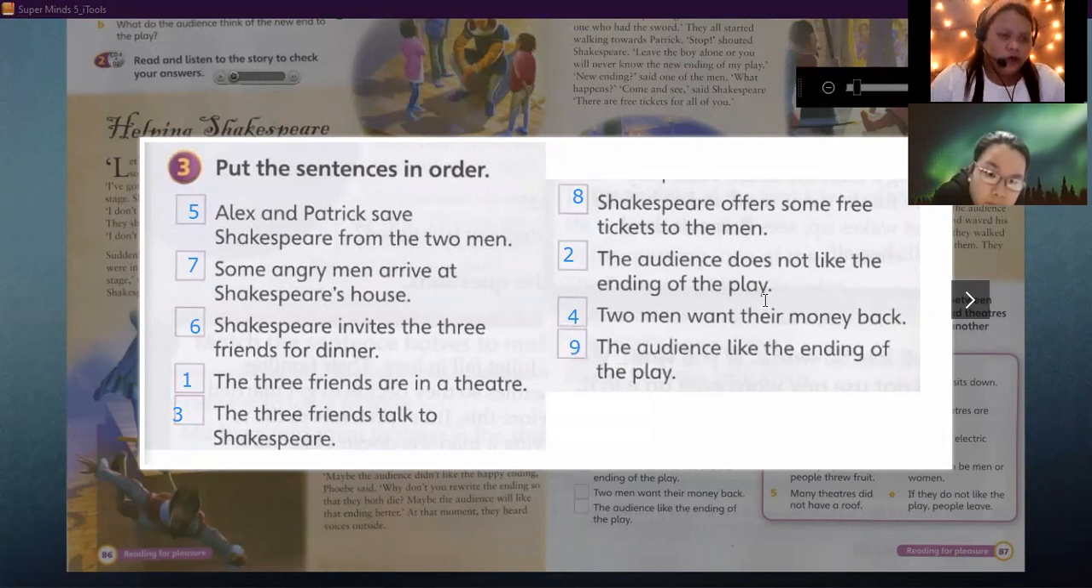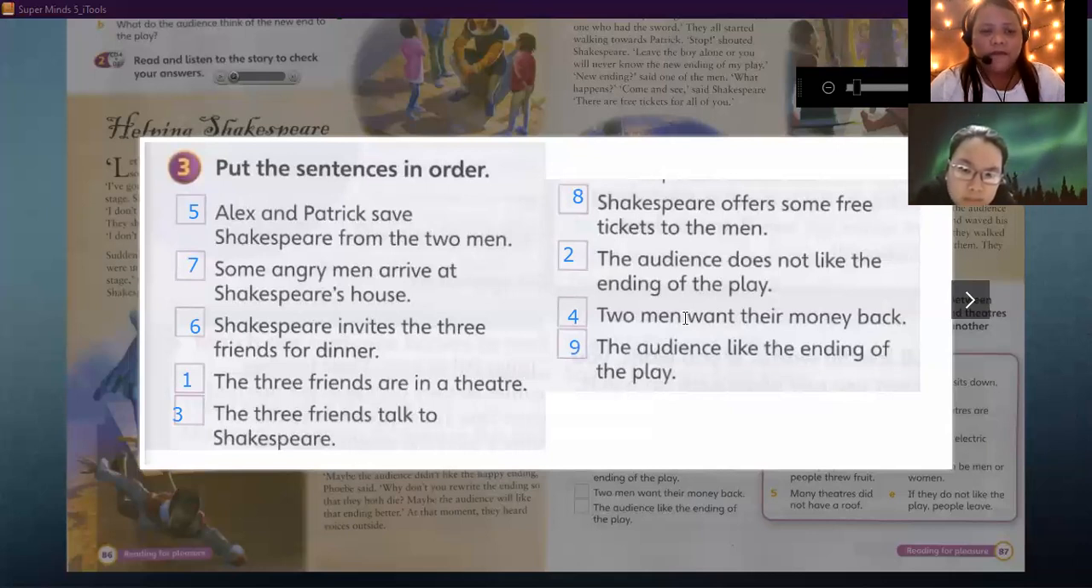All right. So let's check if you got all the answers correctly. The first thing that happened is the three friends are in a theater. Yeah, very good. That's right. The next one is the audience does not like the ending of the play. The third one is the three friends talked to Shakespeare, because they saw Shakespeare who was very sad at that moment, because the second thing that happened in the story is that the audience did not like his play. Good job. And fourth, two men want their money back. Yes, they want their money back because they were not satisfied with the play.